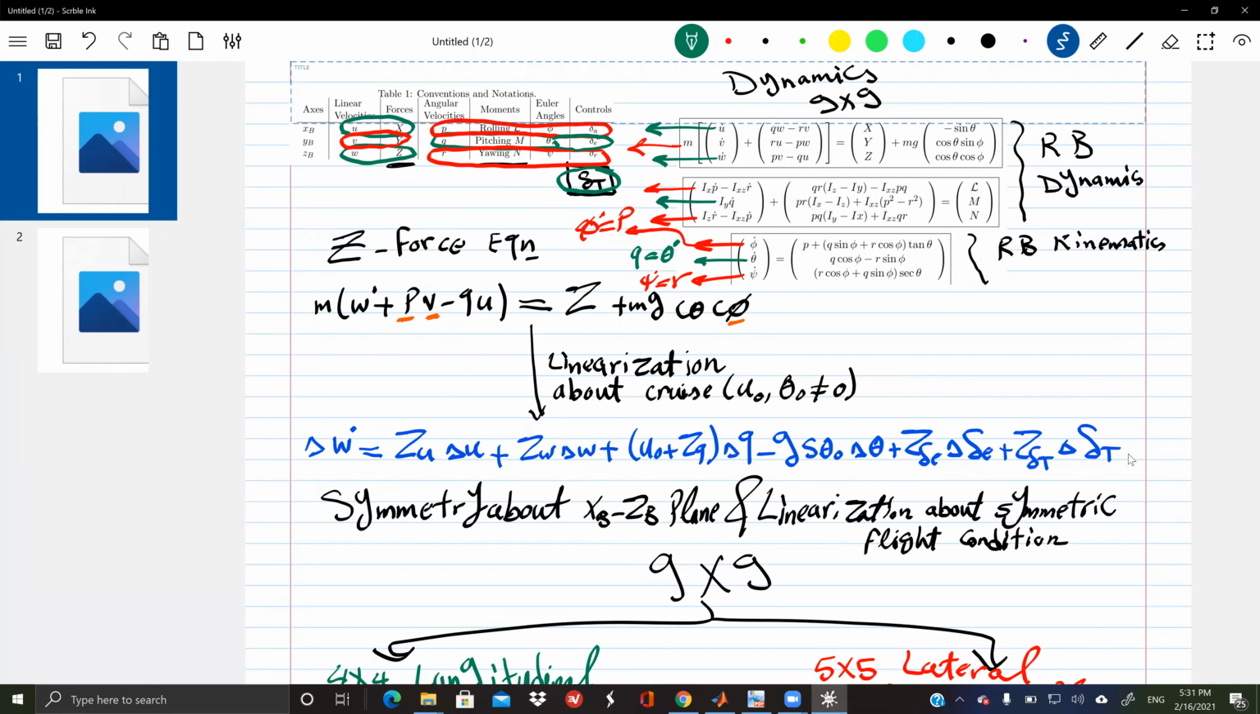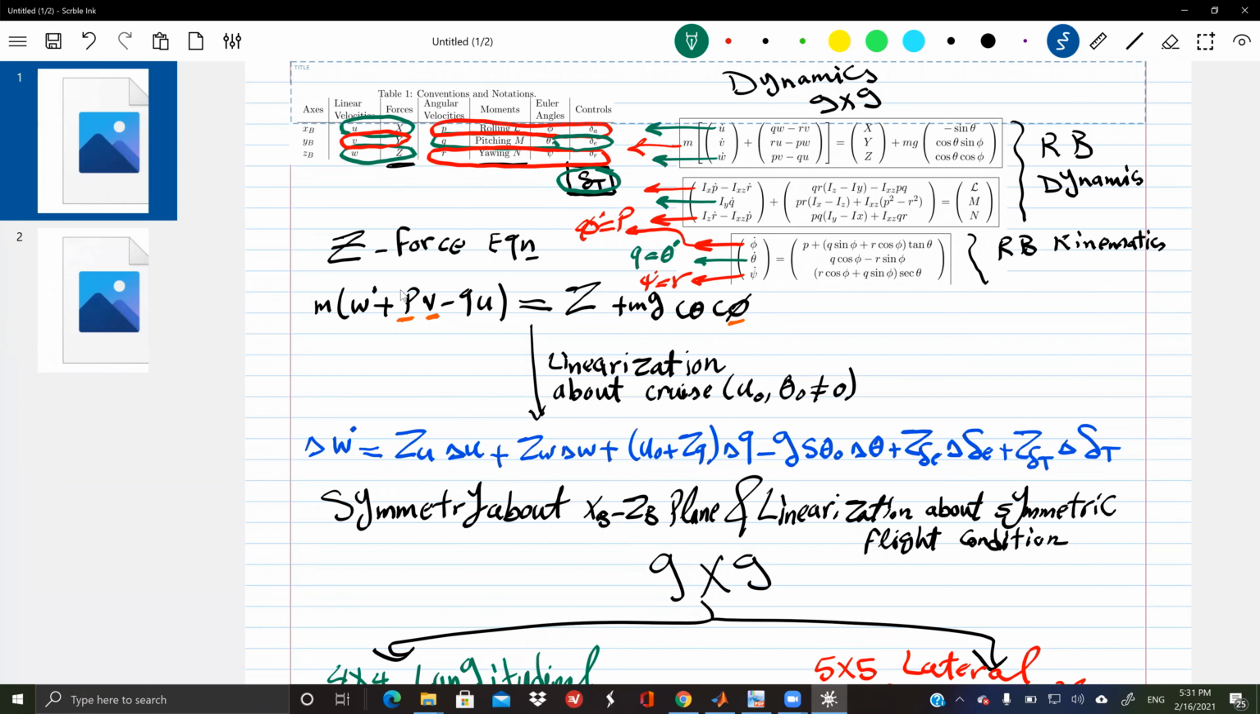Professor, really quick, can you just refresh my memory? Is Z_U the 1 over M times the partial of Z over partial U? Exactly, Sam, and we will talk about it in more detail today. Cool, thank you. You're welcome.